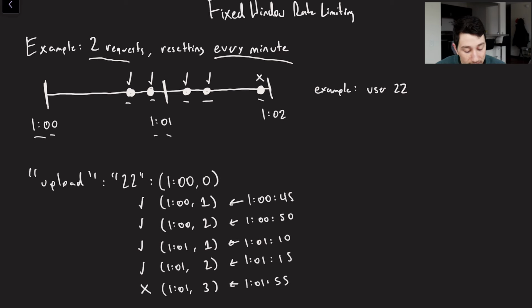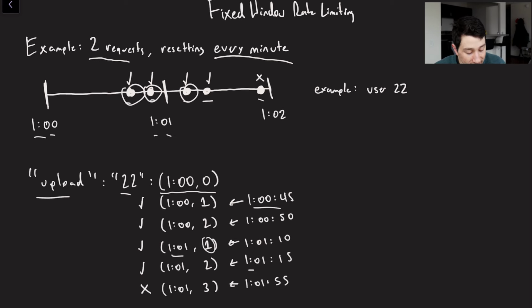To keep this in mind, imagine we're storing the following data structure. We have some map from service name, which is going to be upload, to user ID, which is going to be 22, to basically the current time and the current counter. So at 1 o'clock so far we've got 0 requests. This guy comes in, now all of a sudden we've got 1 request at that minute. This guy comes in, now we've got 2 requests at that minute. This guy comes in, now we're down here. We have 1 request again, but the time is now moved up to 101.